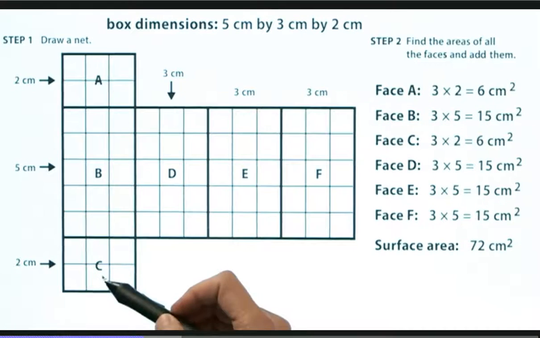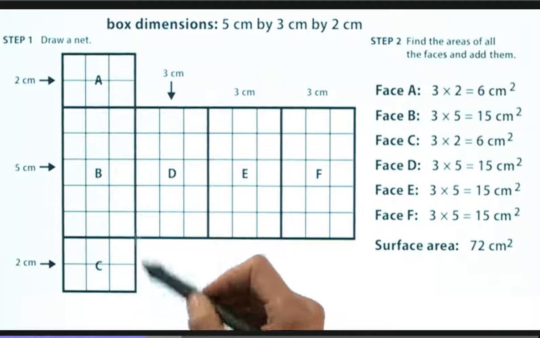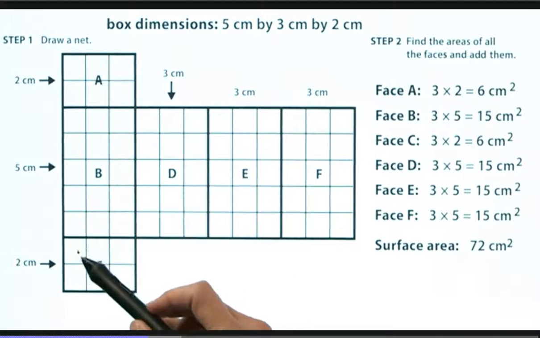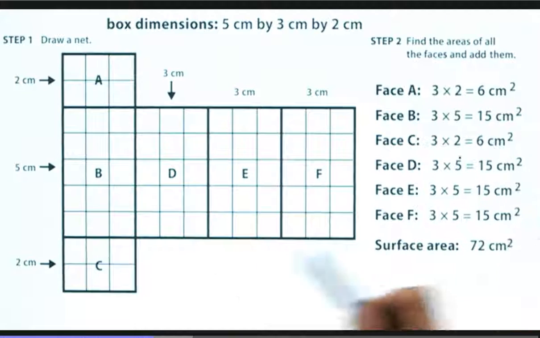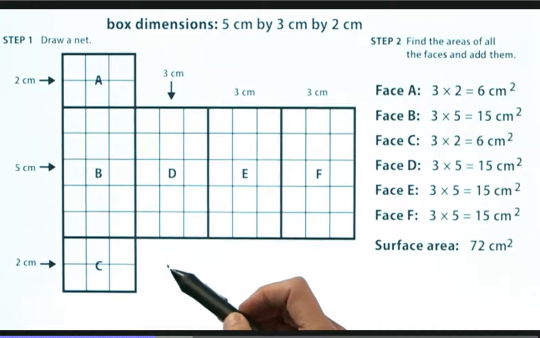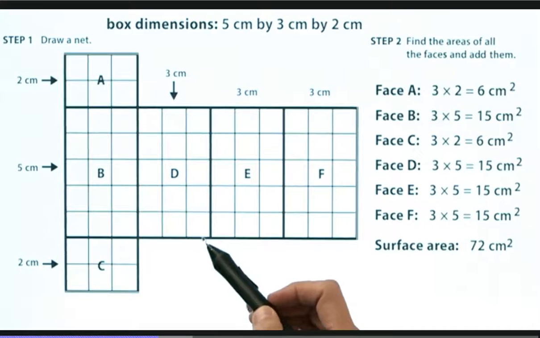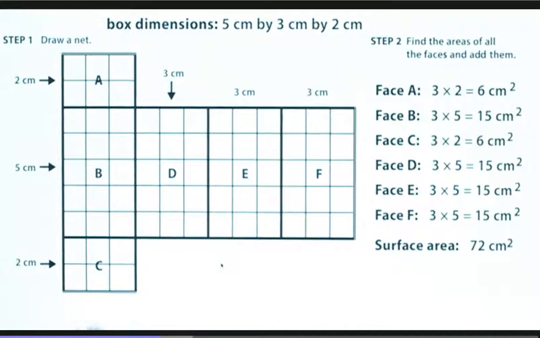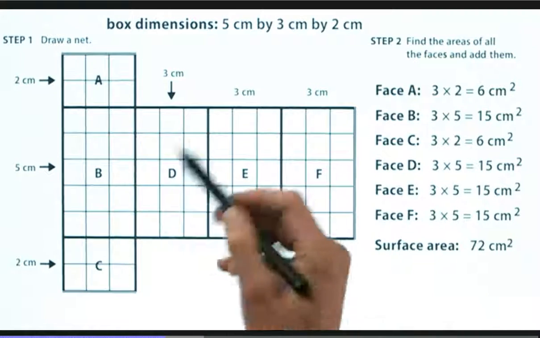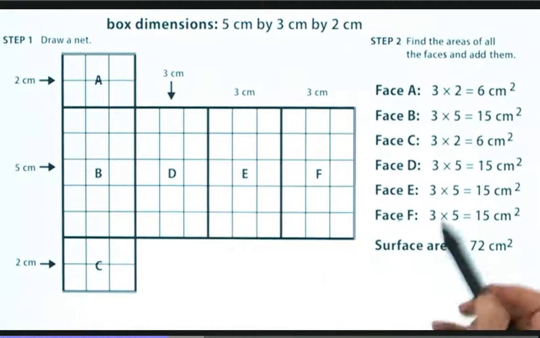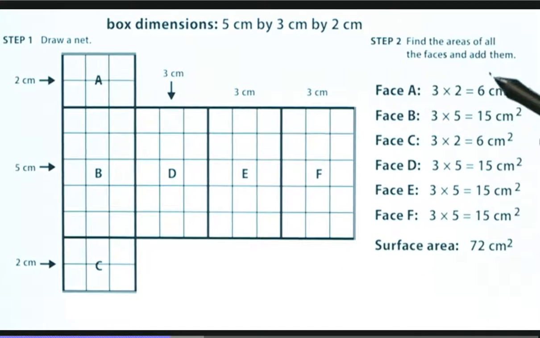C, rather, is the same thing as A, and so we see 3 times 2, which is 6. And by the way, you can even count and see the area. 1, 2, 3, 4, 5, 6. So that actually is representing the area, 6. D is going to be 3 by 5. And 3 by 5 is 15, so the area is 15. And E, 3 by 5. F, 3 by 5. And you add up all these numbers: 6 plus 15 plus 6 plus 15 and 15 and 15 is 72 centimeters squared.